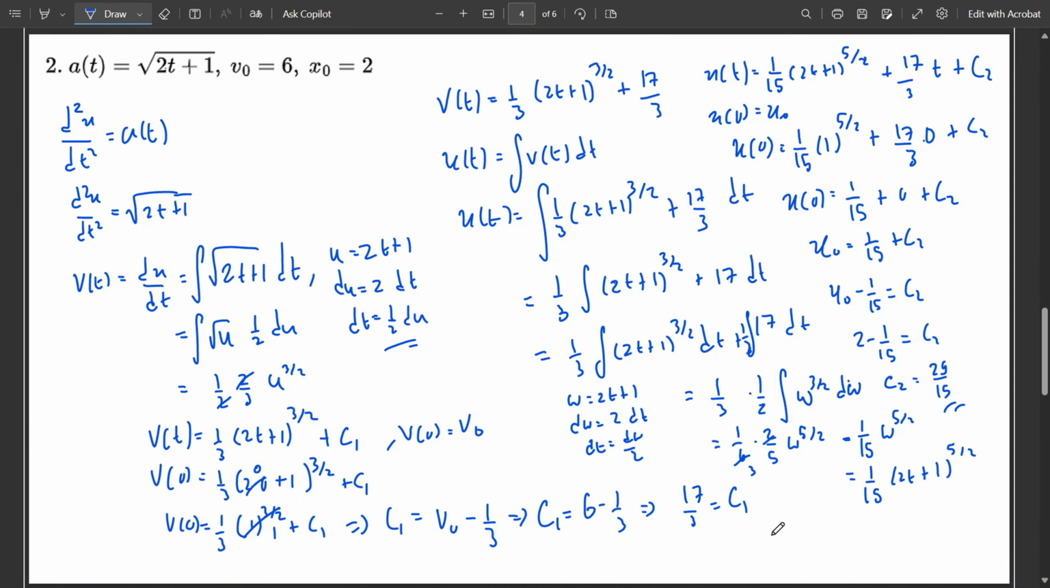And then our particular solution, x of t, is just 1 over 15 (2t plus 1) to the 5 over 2 plus 17 over 3 t plus c2. C2 is just 29 over 15. Okay, great.